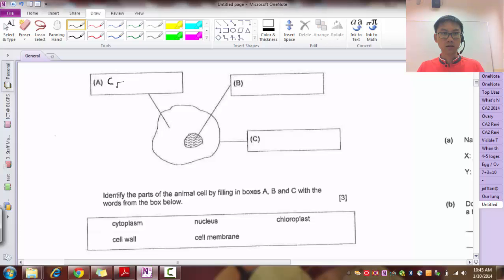Cytoplasm. Okay. B points to this part in the middle here. So this part here is my nucleus. N-U-C-L-E-U-S, nucleus. Okay, and part C is my cell membrane. So this is a very straightforward question.